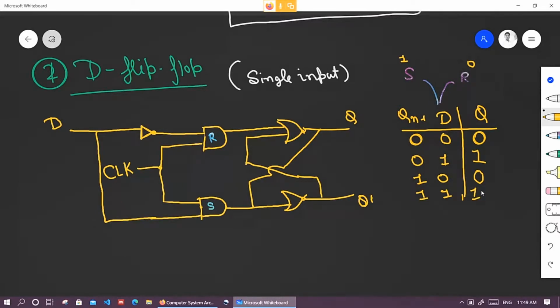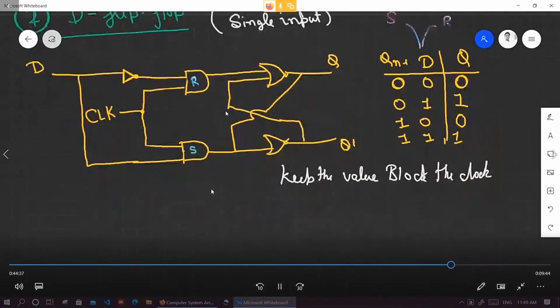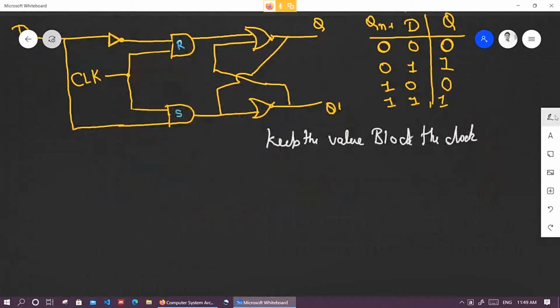So you can see the difference between the SR flip-flop and D flip-flop is that there is no memory state also. So this is the problem with D flip-flop. It is like a flip-flop which always changes its value. So if you want to keep the value stored, so the definition for the flip-flop is simple.